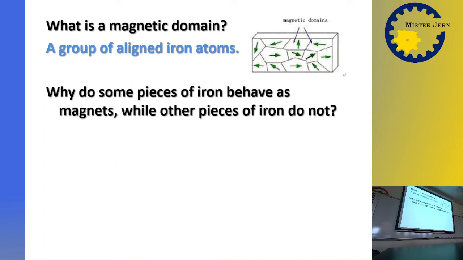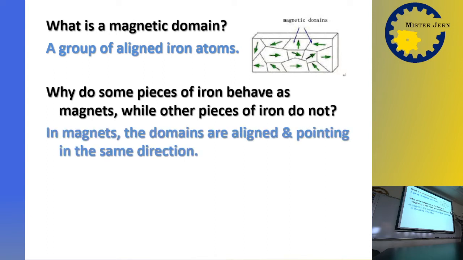So why do some pieces of iron behave as magnets while others do not? Hopefully you know the answer, but you don't have to say it. The reason is, in most iron, nickel and cobalt, the domains are randomized. They are facing random directions, and overall they cancel each other out. It's like this classroom, we're all facing east. There's another classroom where everybody's facing west. We would cancel each other out, facing the opposite direction.